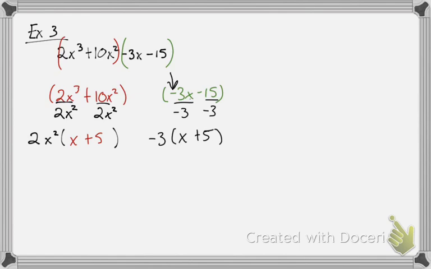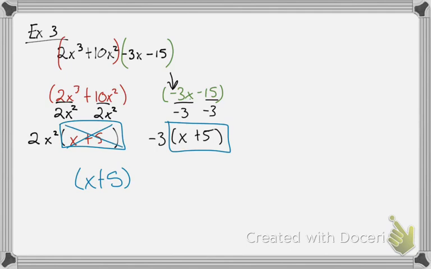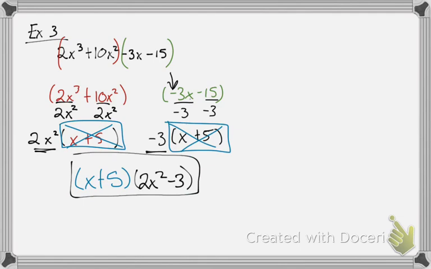Now we're looking for our common binomial. The two-term equation they both have would be the x plus 5s. So that's half of my answer. The other half would be the two greatest common factors that we had, the 2x squared and the negative 3. And there's my answer.